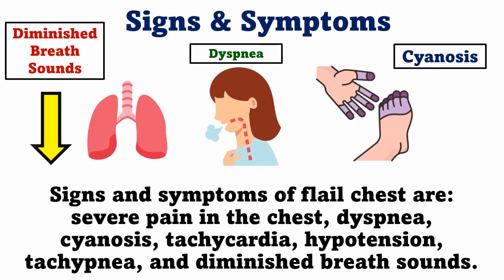Signs and symptoms. Signs and symptoms of flail chest are severe pain in the chest, dyspnea, cyanosis, tachycardia, hypotension, tachypnea, and diminished breath sounds.